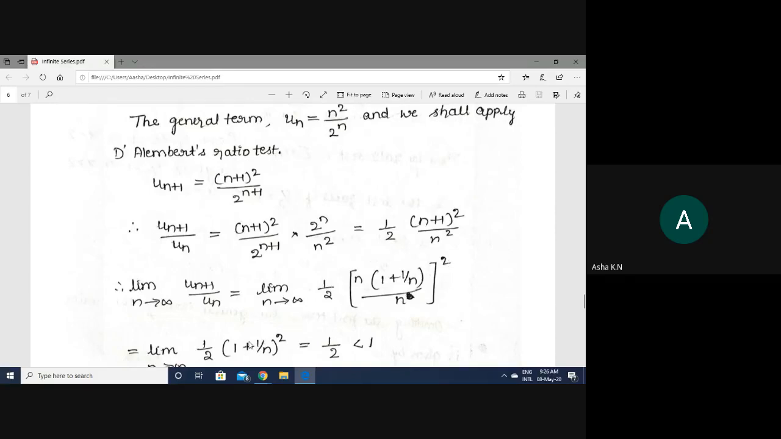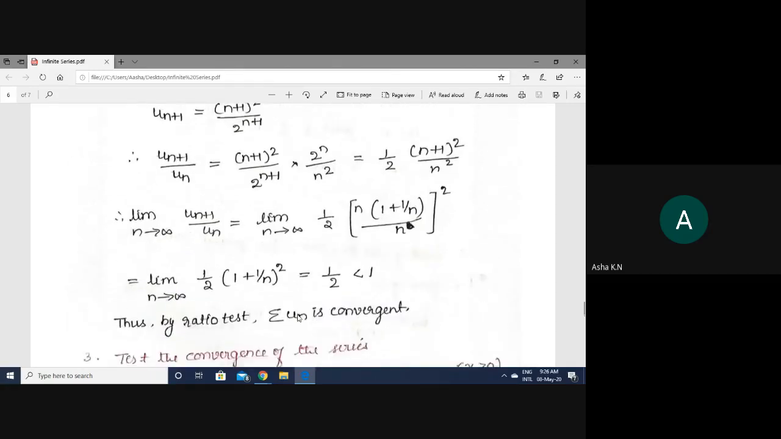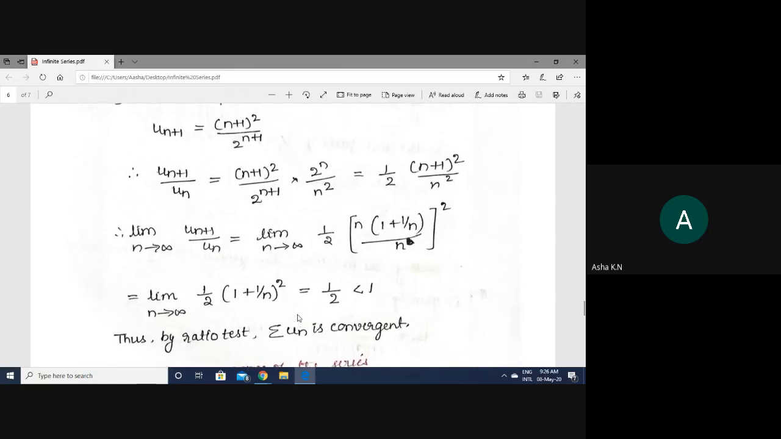Now if you apply the limit, 1 by infinity is 0. 1 plus 0 is 1. 1 square is 1. So your limit is 1 by 2. This limit is 1 by 2, which is less than 1. Therefore, the series is convergent.